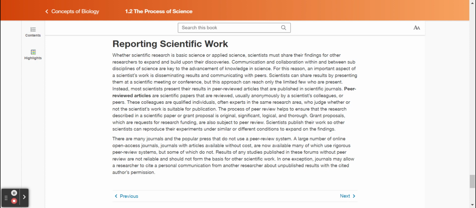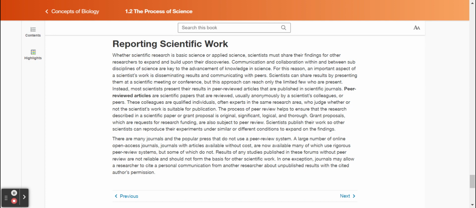These colleagues are qualified individuals, often experts in the same research area, who judge whether or not the scientist's work is suitable for publication. The process of peer review helps to ensure that the research described in a scientific paper or grant proposal is original, significant, logical, and thorough. Grant proposals, which are requests for research funding, are also subject to peer review.